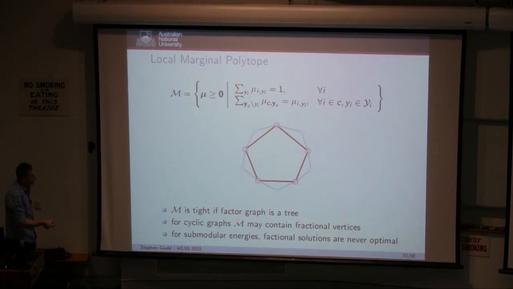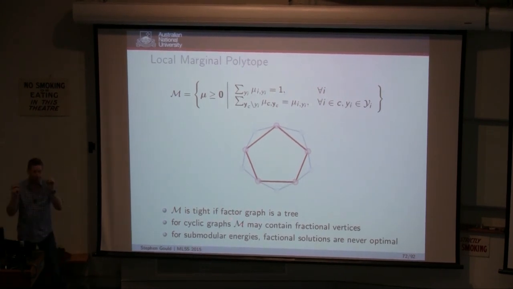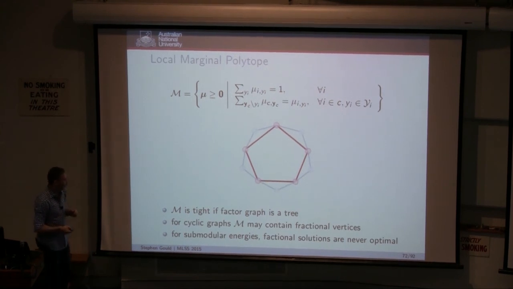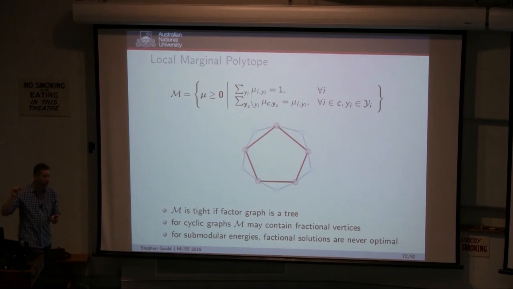For cyclic graphs, this marginal polytope may contain fractional vertices. What that means is I may end up with assignments to the indicator vectors that aren't consistent with each other, right? So approximations. Another interesting thing about this marginal polytope is that for submodular energies, even though the polytope, the set of feasible solutions, contains fractional solutions, they're never optimal, okay? And so that's why algorithms like GraphCuts give us optimal solutions.